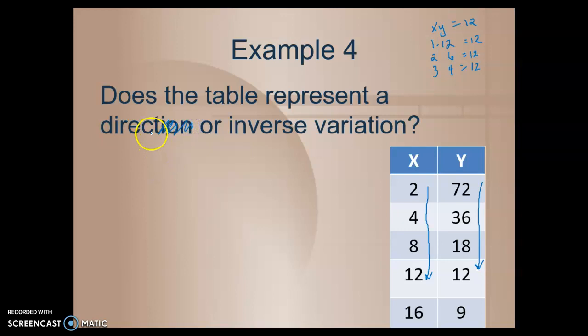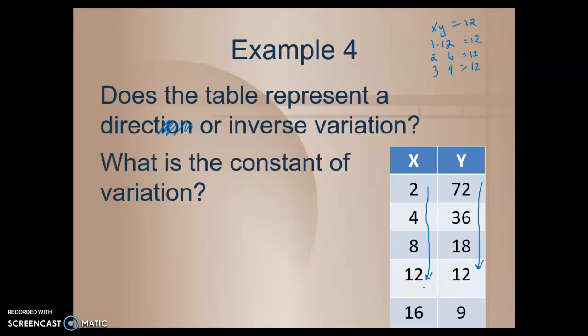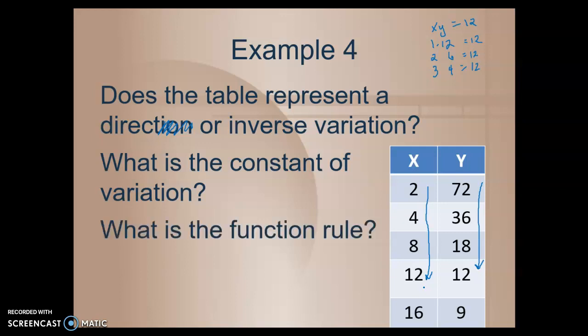It is not a direct variation, it is an inverse variation, because all of these, 2 times 72, 4 times 36, 8 times 18, 12 times 12, and 16 times 9, have the same x times y value, or constant of variation, which is, hopefully noted, 144.